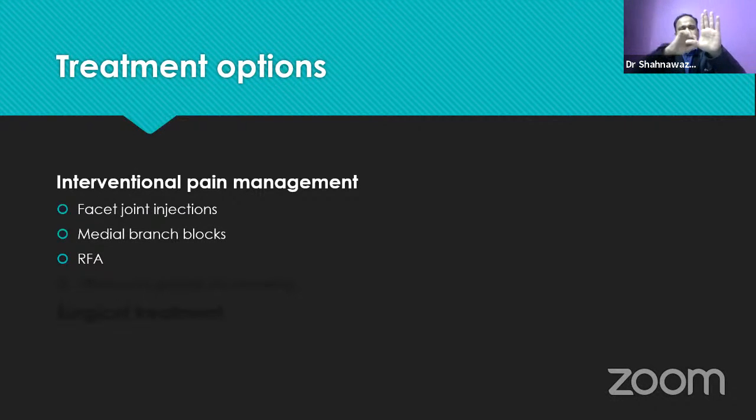Suppose this is the transverse process, this is the superior articular process. Our needle should not be exactly in the groove, but on the lateral neck of the superior articular process, because the nerve is coming through between the mammillo-accessory ligament and the superior articular process. So we can target our medial branch here for the radiofrequency ablation.